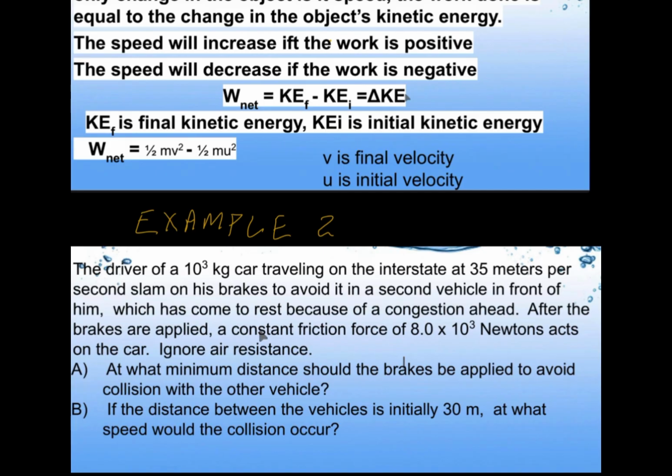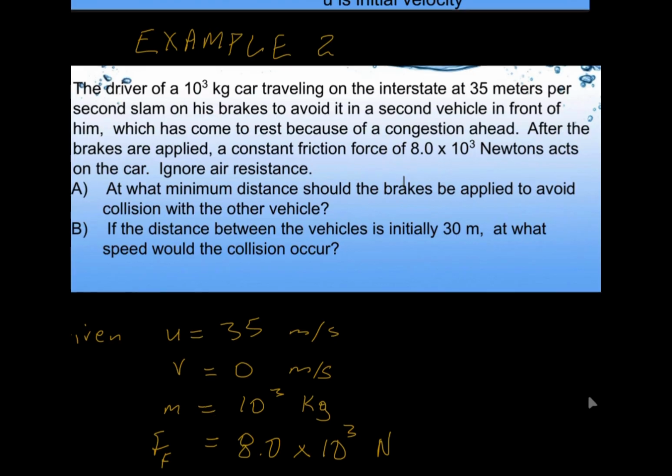After the brakes are applied, a constant friction of 8.0 times 10 to the 3 newtons acts on the car. Ignore air resistance. In part A, at what minimum distance should the brakes be applied to avoid collision with the other vehicle? And part B, if the distance between the vehicles is initially 30 meters, at what speed would the collision occur? So now let's do our calculations.